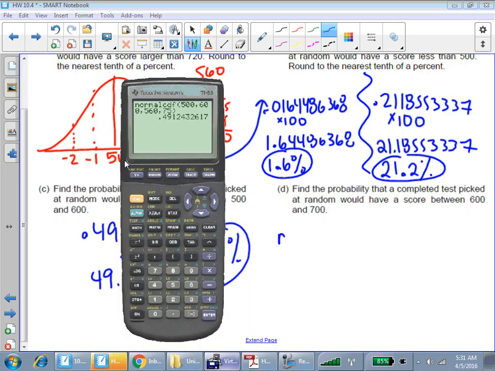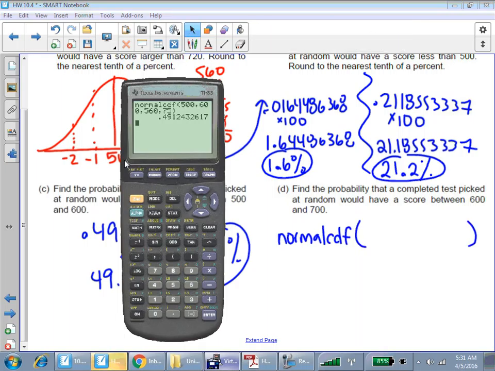Now what I mean is just write in normal CDF, and fill in all the numbers that would go inside the parentheses in the correct order. So pause the video and take a second to do that.